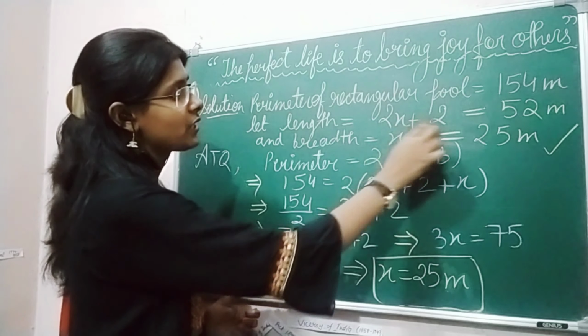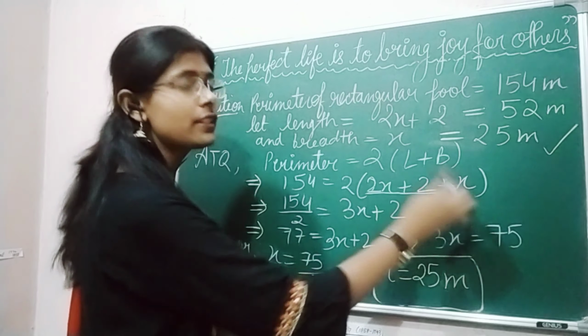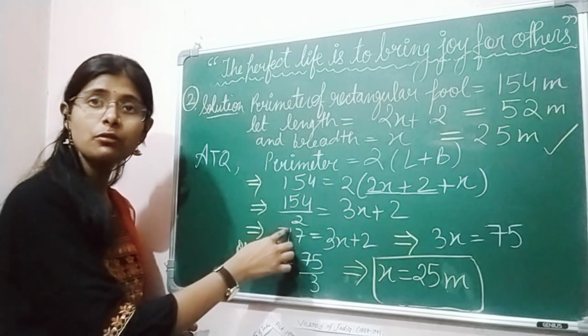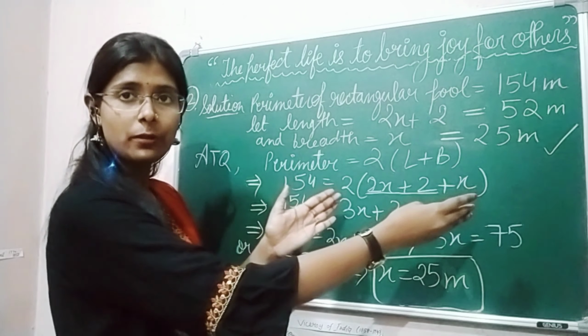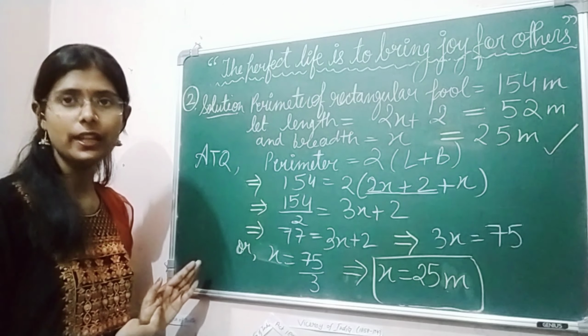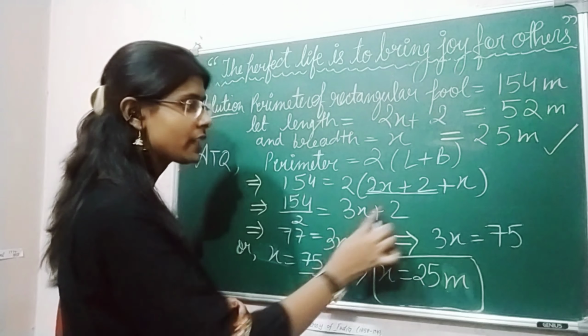Length is 2x plus 2. So it has been copied here, and then the value of breadth, that is x. 154 is divided by 2. Why have I sent 2 here? Because 2 was in the multiplication of the bracket, which has been turned into division when it was sent to the left hand side. So you are left with 2x plus x, that is 3x plus 2.